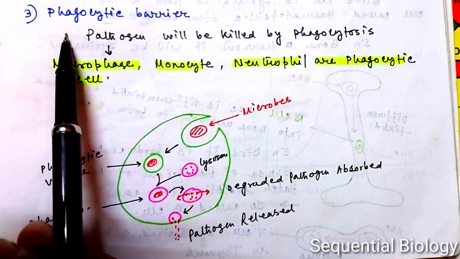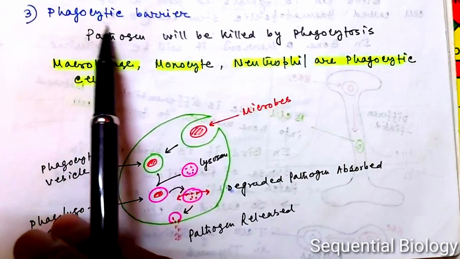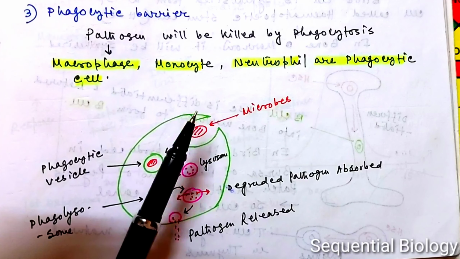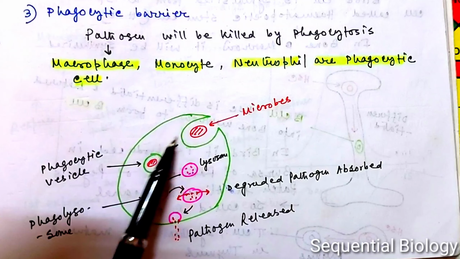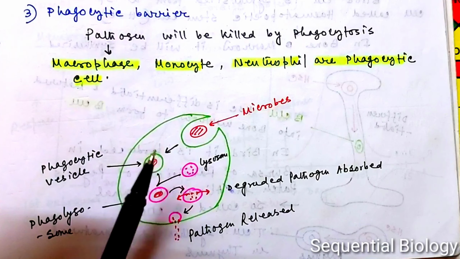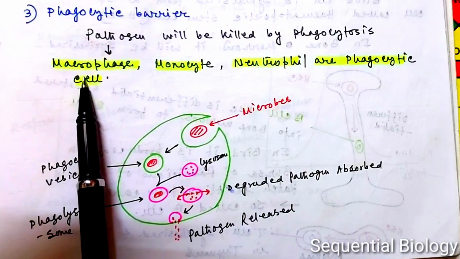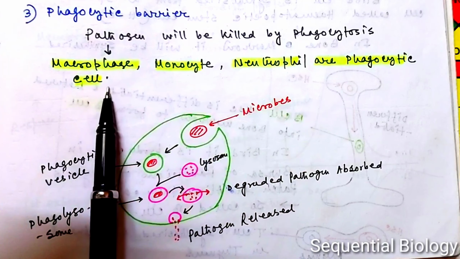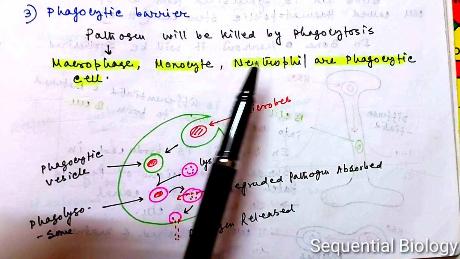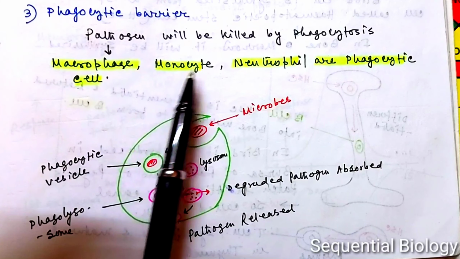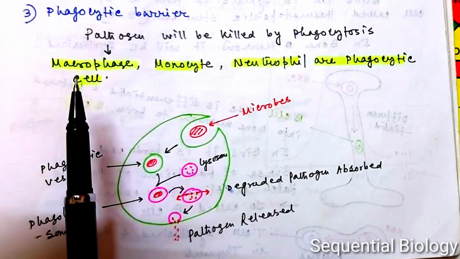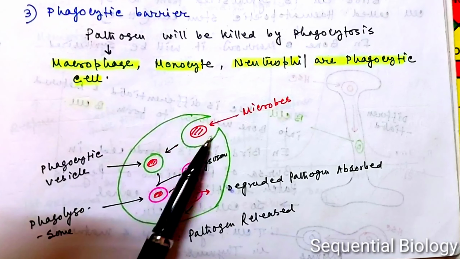Another component of our immunological system, or innate immunological system, is the phagocytic barrier. So whenever any pathogen enters into our body, in our blood there are phagocytic cells, usually WBC serve as these phagocytic cells. So macrophage, monocyte, neutrophil are phagocytic cells. These examples are very important. Remember, macrophage, monocyte and neutrophil serve as the phagocytic cells, and the food of these phagocytic cells are pathogenic bacteria.